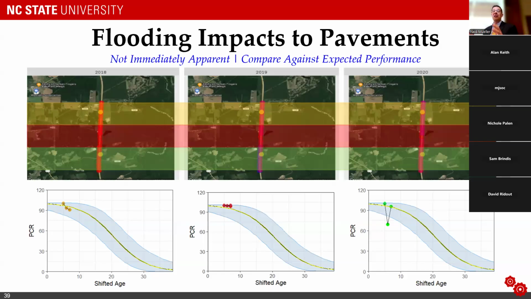The point of this is that it is feasible to identify locations where the damage is happening, but it requires a much more nuanced and higher data-driven approach than we would normally.